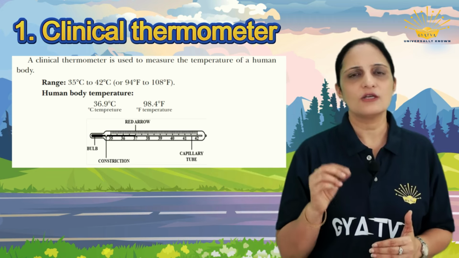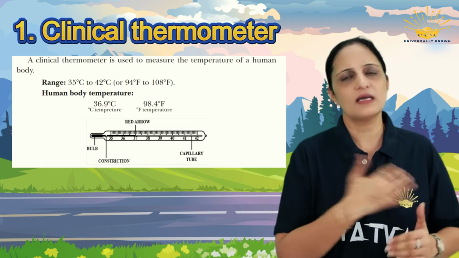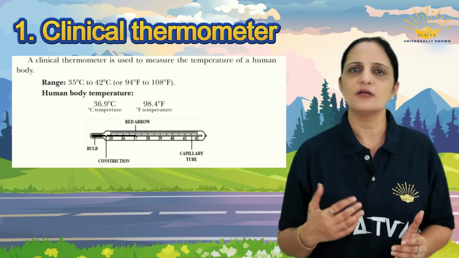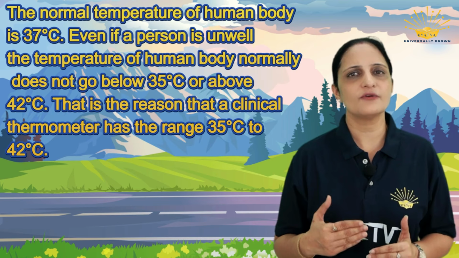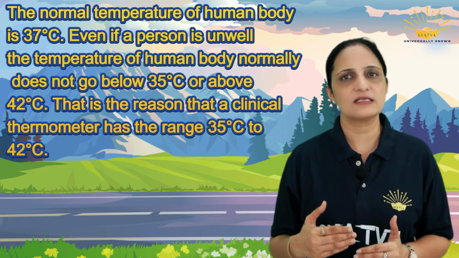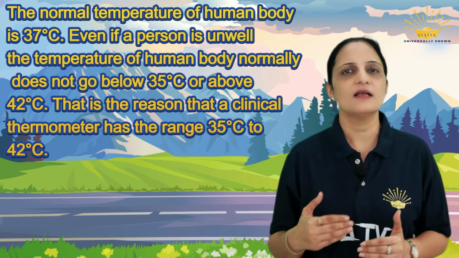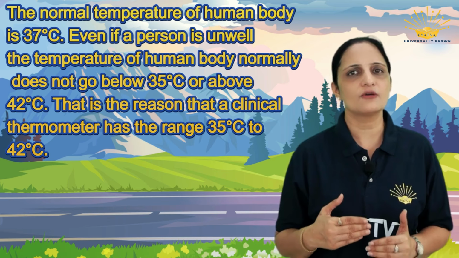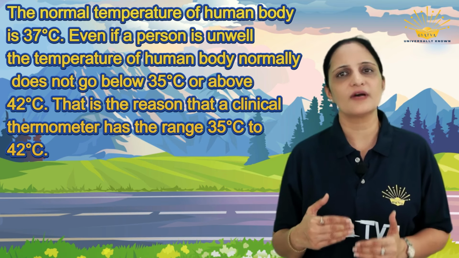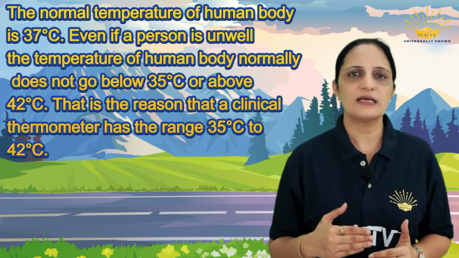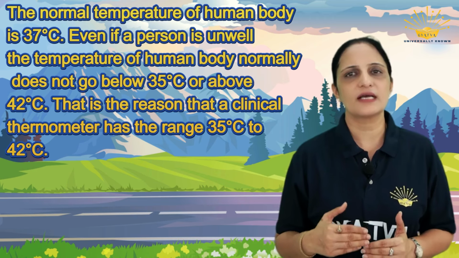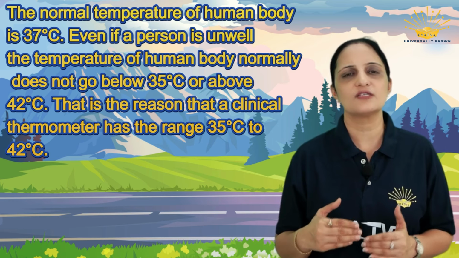What is the use? You place it under the tongue or in the armpit for the reading of your body temperature. Note, the normal temperature of the human body is 37 degrees Celsius. Even if a person is unwell, the temperature of the human body normally doesn't go below 35 degrees Celsius or above 42 degrees Celsius. That is the reason that a clinical thermometer has the range from 35 degrees Celsius to 42 degrees Celsius.